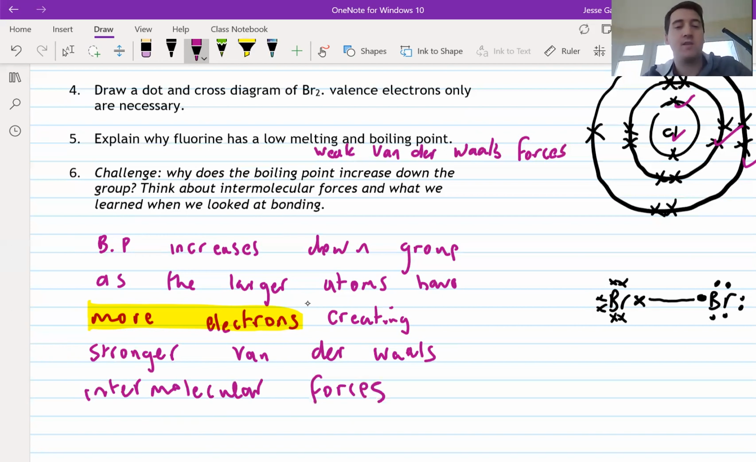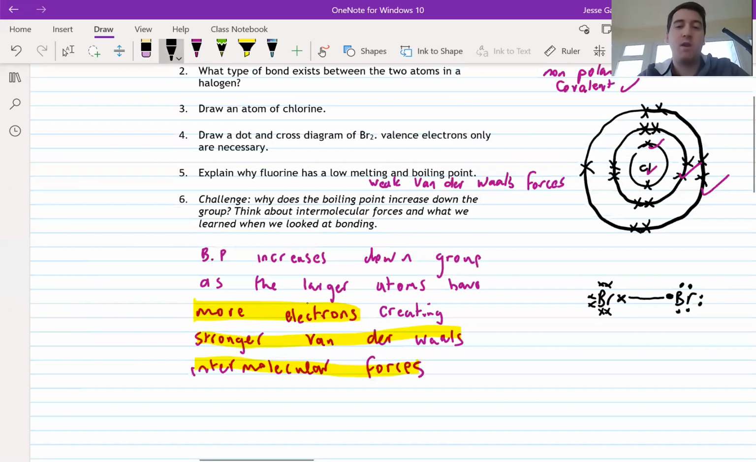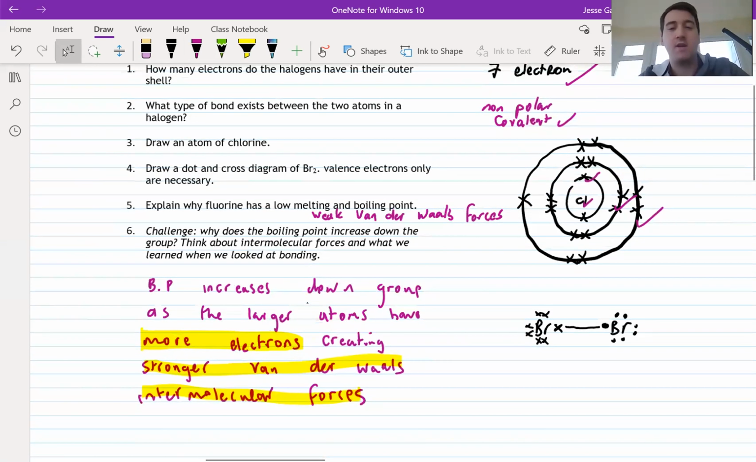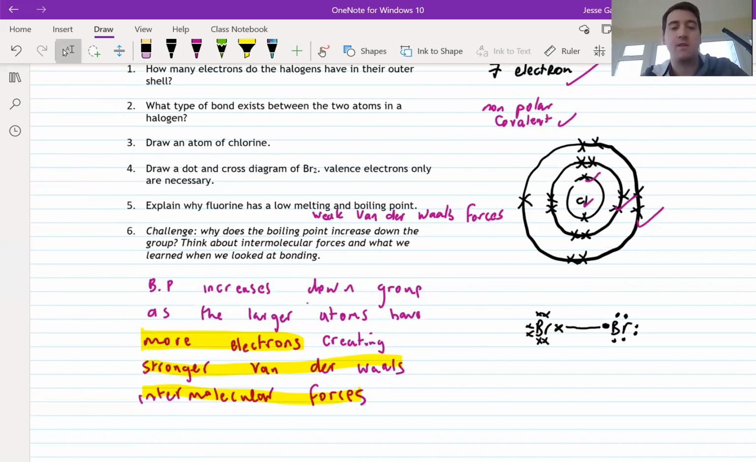All right, so boiling point increases down the group as the larger atoms have more electrons, creating stronger van der Waals intermolecular forces. This increases the boiling point because it takes more energy to break or to overcome these stronger van der Waals forces. It really is that simple. People blow the idea up in their head and make that very complicated, but hopefully it makes sense there. I'm hoping that you guys are sticking with me. So boiling point increases down a group. Boiling point depends on your intermolecular forces. Van der Waals forces are very weak intermolecular forces, but you can have stronger ones than others. So more electrons means stronger van der Waals forces.